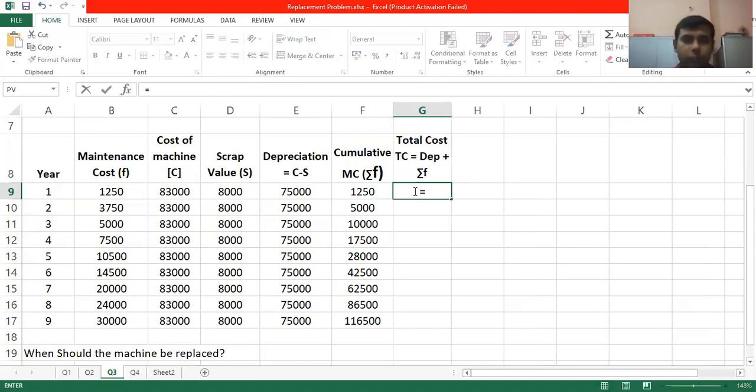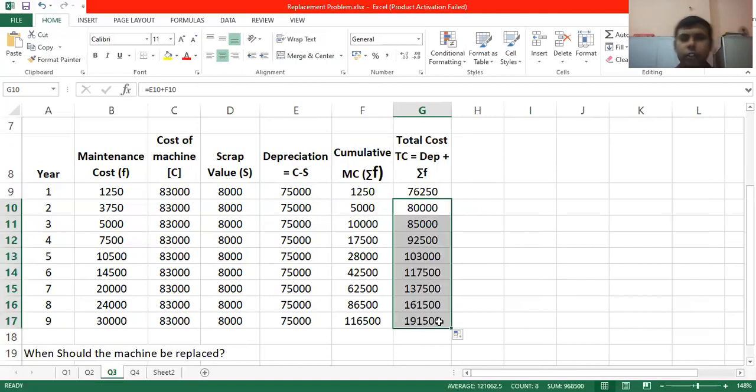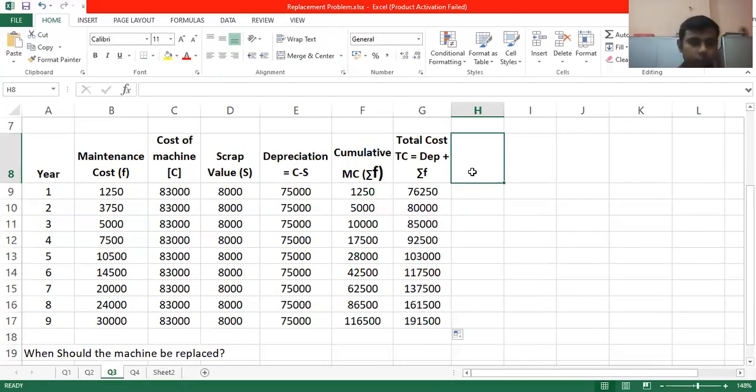So total cost is depreciation plus sigma F. Let me drag it down. So this is our total cost. So finally, let us calculate average cost.